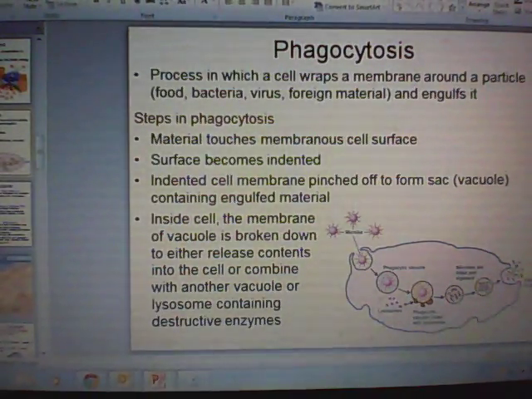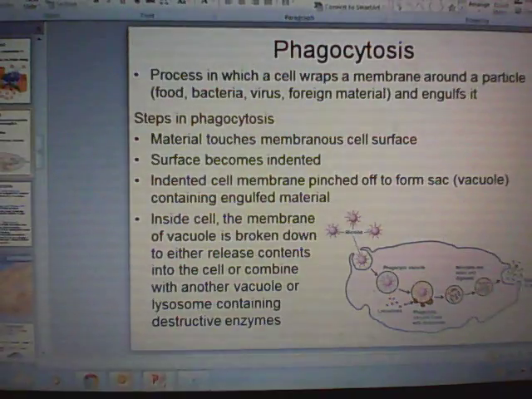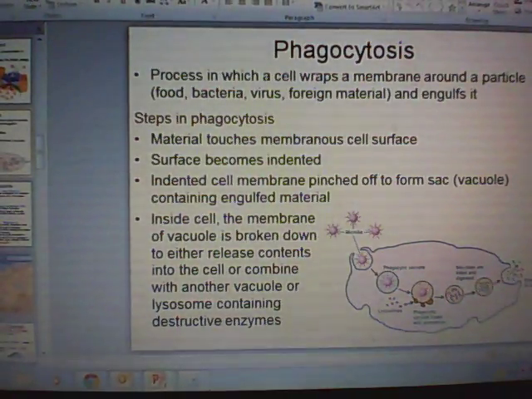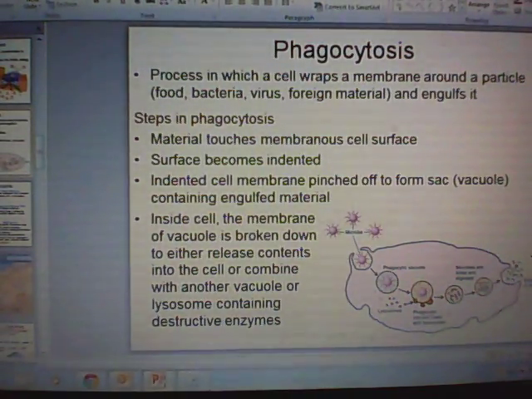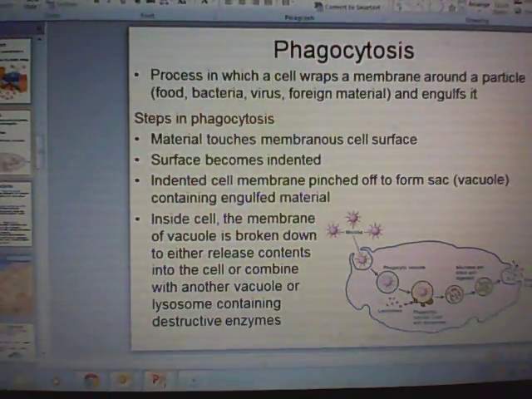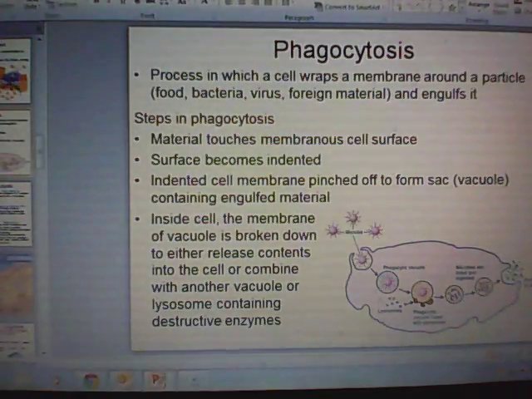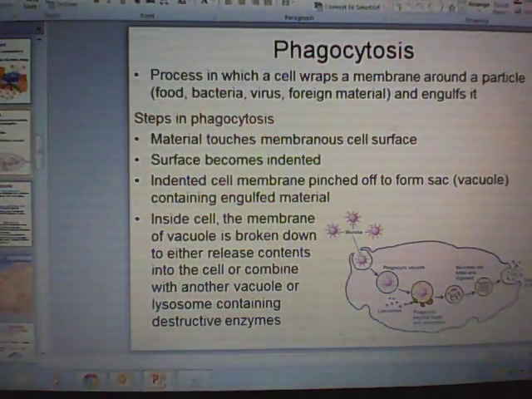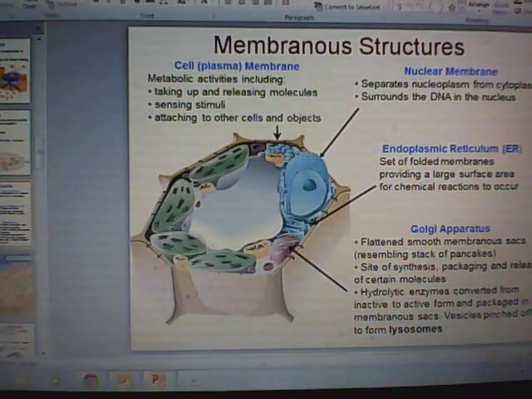Phagocytosis is another process of the membrane. It means that the cell membrane will actually wrap itself around a particle and engulf it. And so this just shows you the process of how that happens. So just know that phagocytosis is also a function of the membrane, which allows it to engulf or take in material on the outside of the cell.